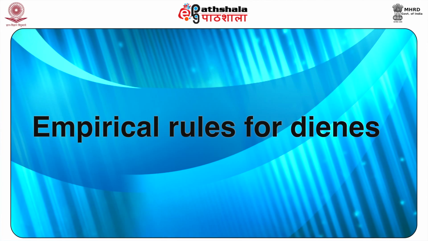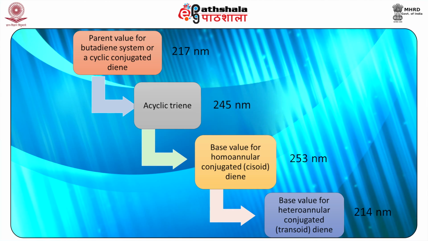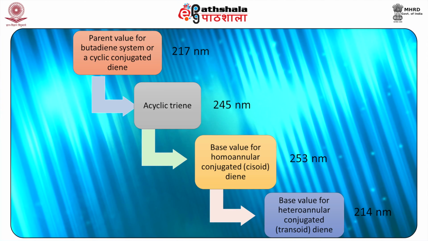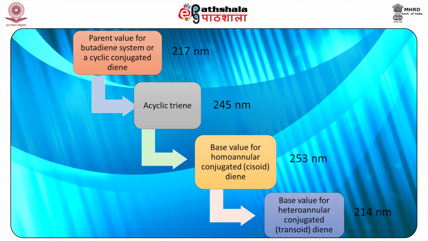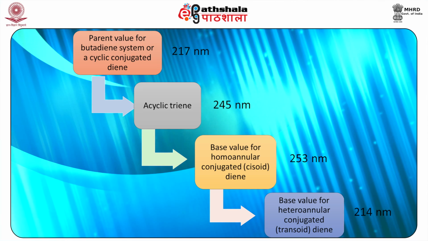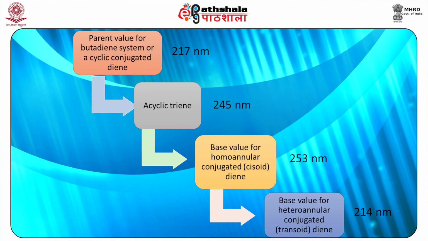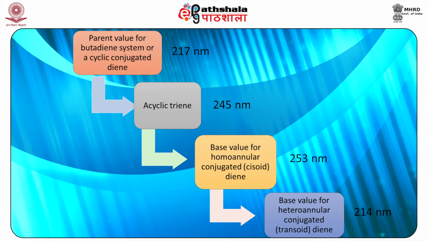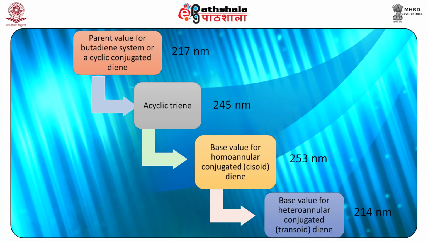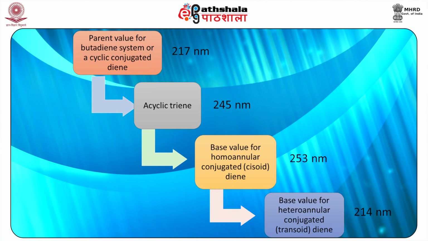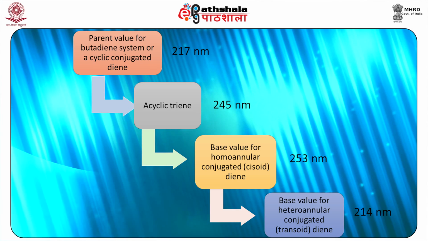Now, stating the empirical rules, that is the Woodward-Fieser rules, we will always take the parent value of a butadiene, or a cyclic system, or a conjugated diene to be 217 nanometer. For an acyclic triene, we will take the value to be 245 nanometer. The base value for a homoannular conjugated cisoid diene happens to be 253 nanometer. The base value for a heteroannular conjugated transoid diene happens to be 215 nanometer.